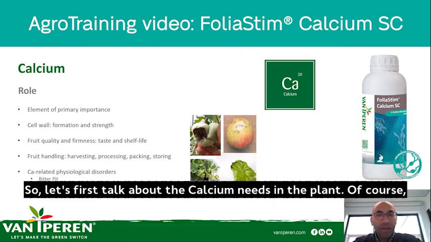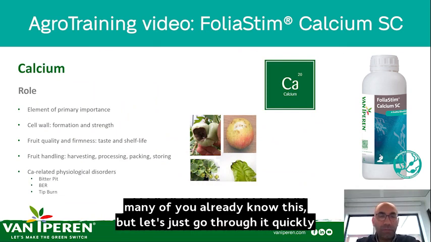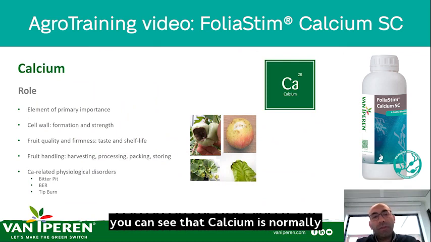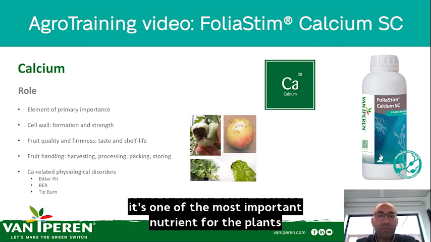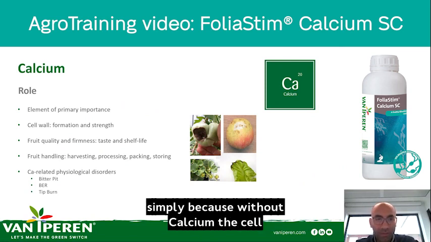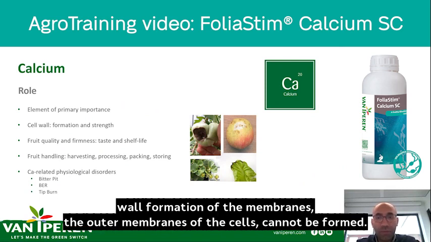So, let's first talk about the calcium needs in a plant. Of course, many of you already know this, but let's go through them quickly. Calcium is normally considered a secondary nutrient, but in reality, it's one of the most important nutrients in the plant, simply because without calcium, the cell wall formation of the outer membranes of the vegetal cells cannot be formed.